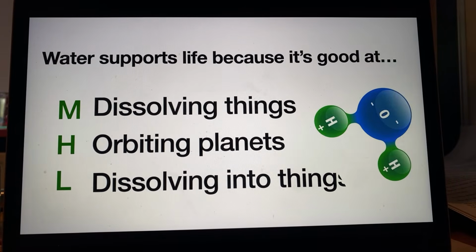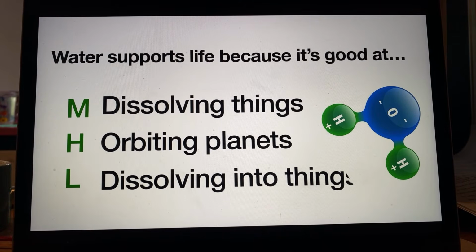Okay, here we go. So, first question. Water supports life because it's good at... If you think water supports life because it's good at dissolving things, then write an M. That's the first letter of the mystery word. If you think water supports life because it's good at orbiting planets, write an H. And if you think water supports life because it's good at dissolving into things, then write an L, okay?